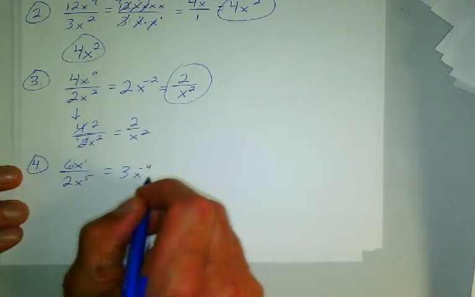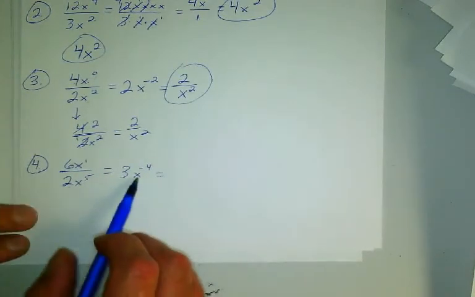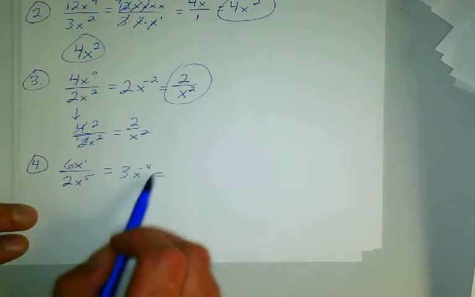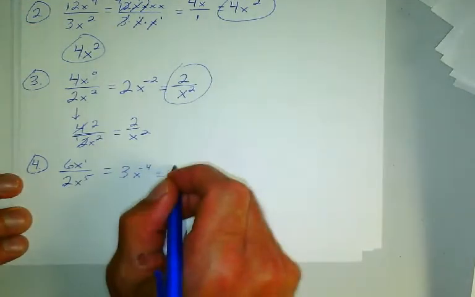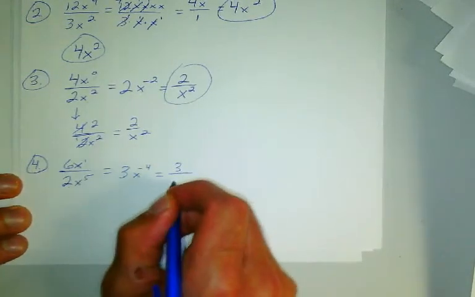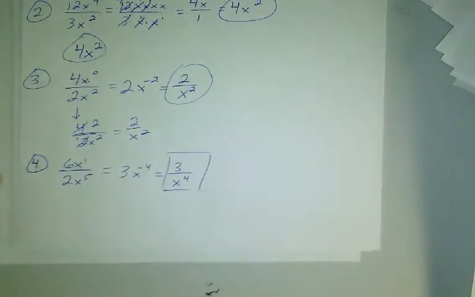Ooh, negative exponent. Now again, I don't like that. So I am going to take that power, if it has a negative exponent, and I'm going to put it on the bottom of a fraction. So this becomes 3 divided by x to the 4th, because negative exponents mean division.